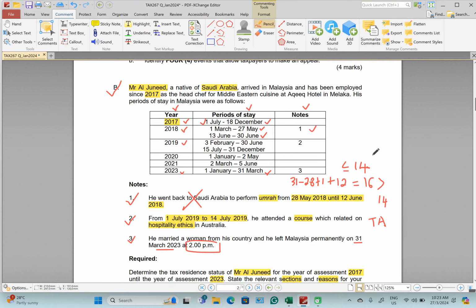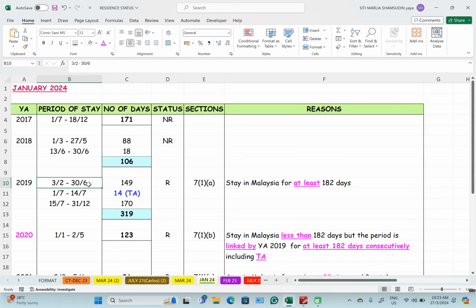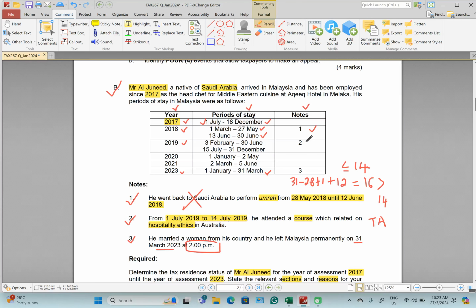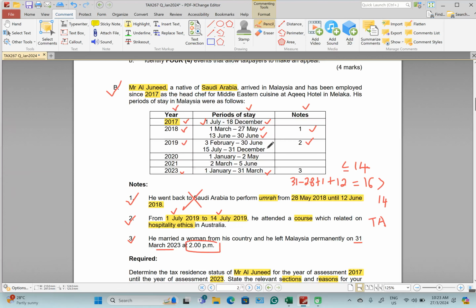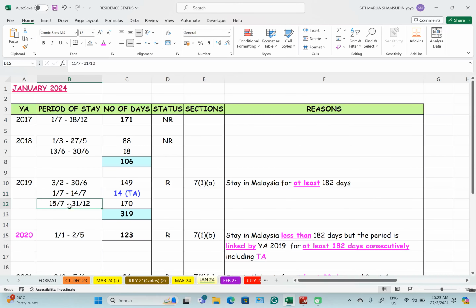2019, guys. 3rd February until 30th June. Followed by, don't forget we have notes number 2. This is TA. TA we need to record 1st July until 14th July. Record here. Followed by our next date, 15 July to 31st December.